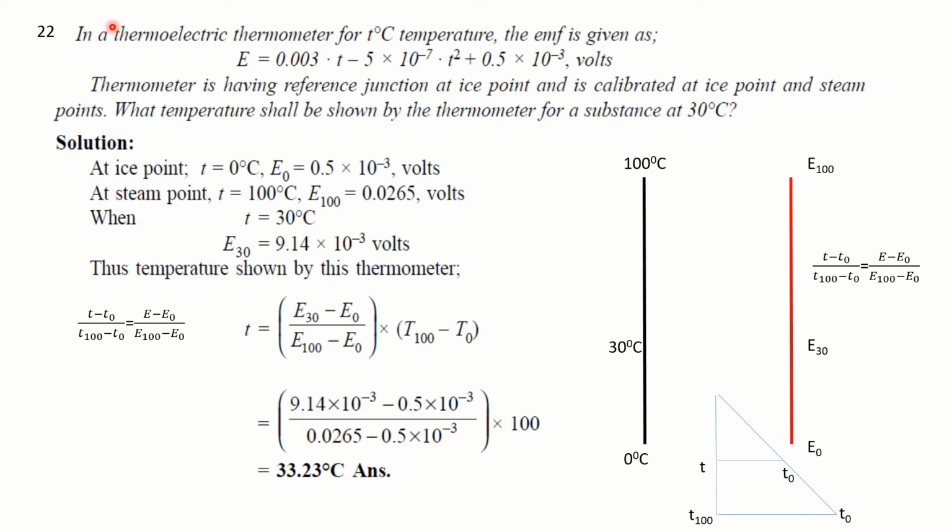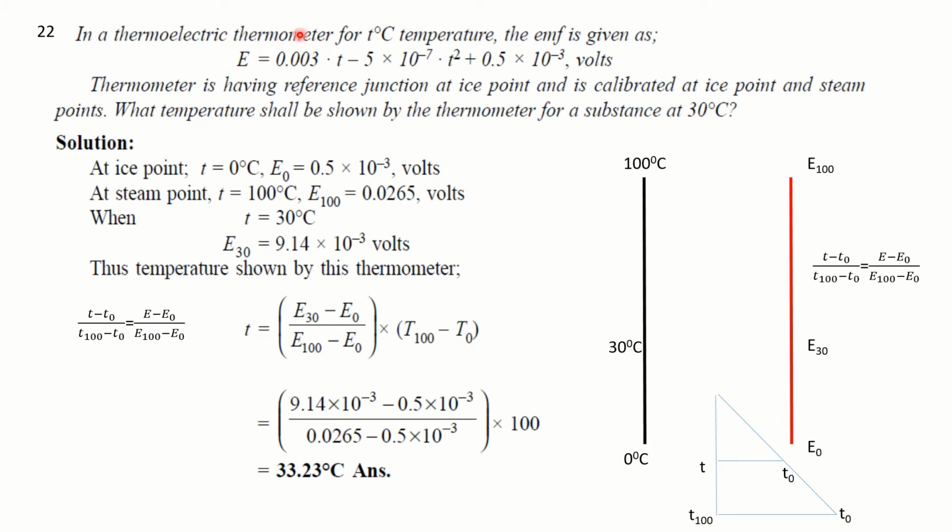Let us consider another example. In a thermoelectric thermometer, for T degree Celsius temperature, the EMF is given as E equal to 0.003 T minus 5 into 10 to the power of minus 7 T square plus 0.5 into 10 to the power of minus 3 volts. Thermometer is having a reference junction at ice point and is calibrated at ice point and steam points. What temperature shall be shown by the thermometer for a substance at 30 degrees Celsius?